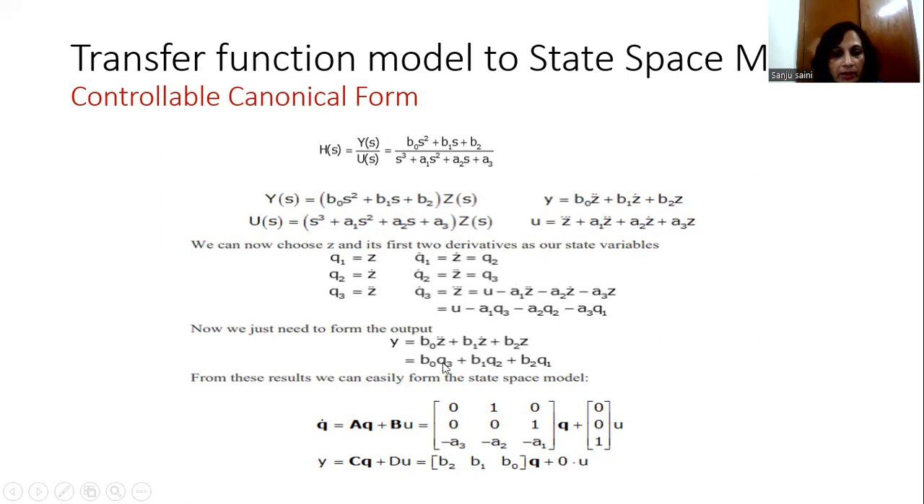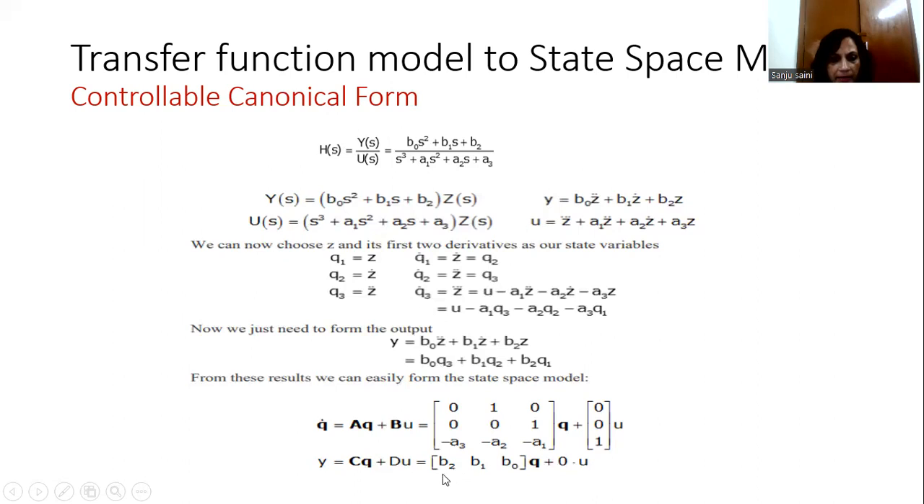Similarly, for the output, output is equal to CQ plus DU. Here I'm using the variable Q to represent the state of the system, whereas in the previous lecture I used the variable X to denote the state variable. That is up to you; you can give any name to the state variable. Here I've given the name Q. So Y is equal to CQ plus DU, where q is basically a vector, q1, q2, q3 vertically.